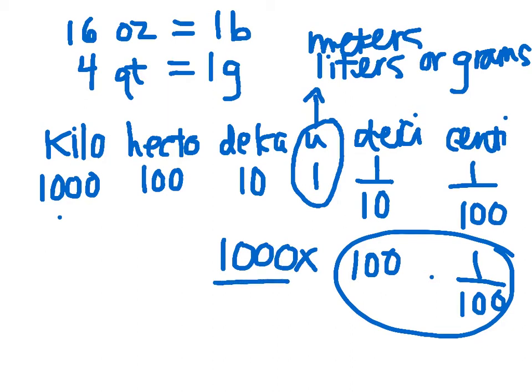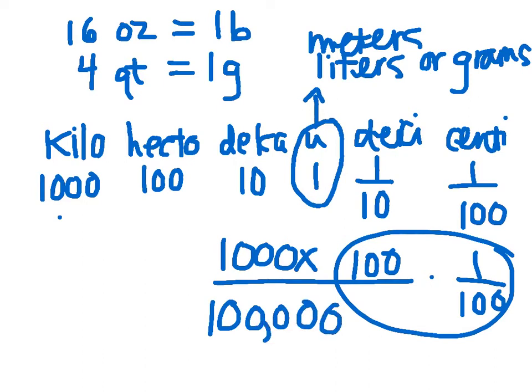So 1,000 times 100 is a 1 with how many zeros? 1, 2, 3, 4, 5. So there are 100,000 centimeters in a kilometer. If I want to go the other way, I have to divide.